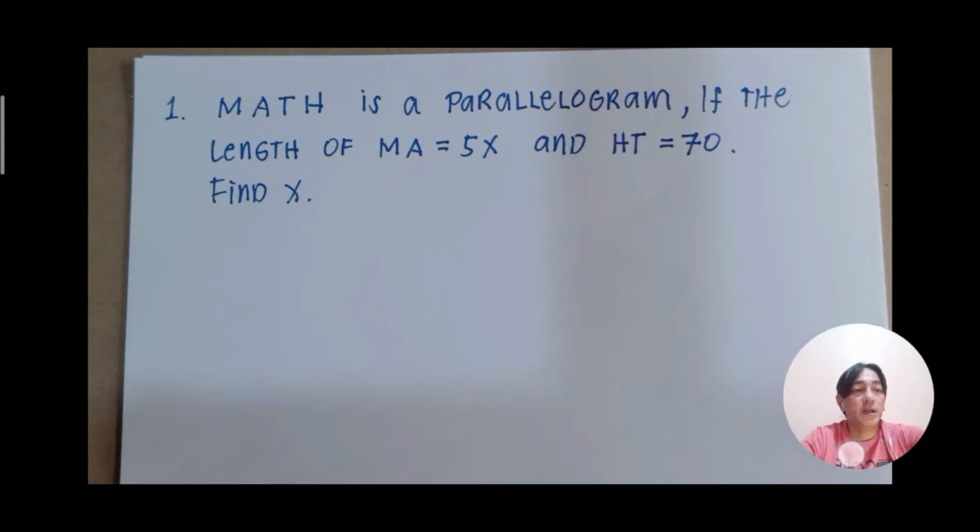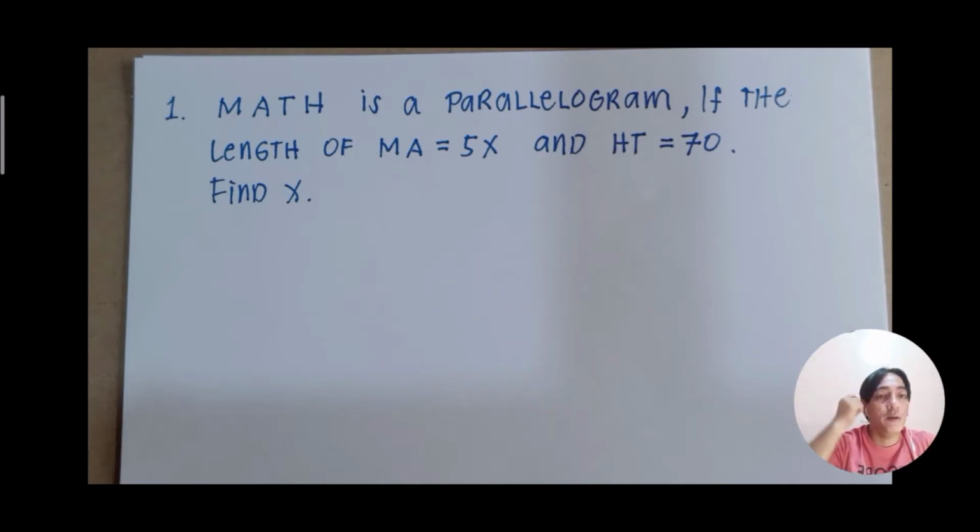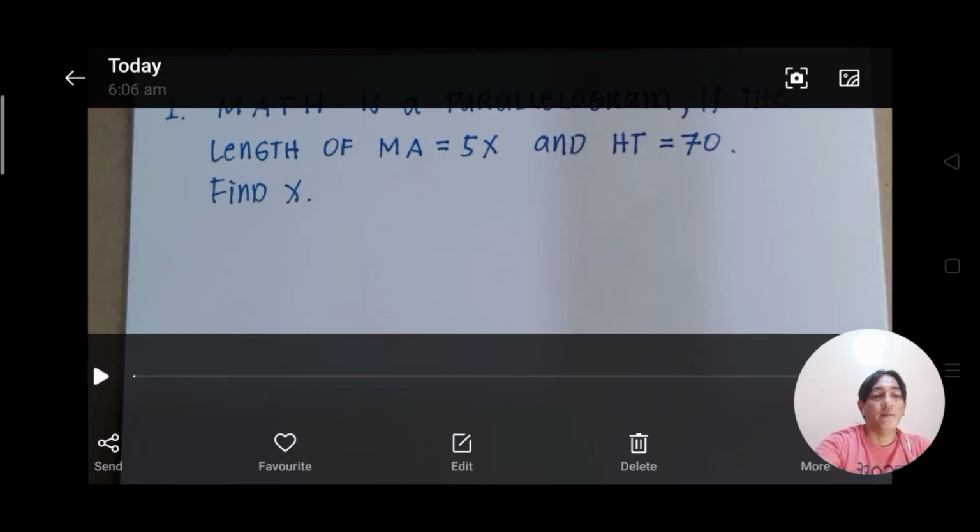Okay, so let us have example number 1. MATH is a parallelogram. Okay, if the length of MA is equal to 5x and HT is equal to 70, so let us find the value of x.